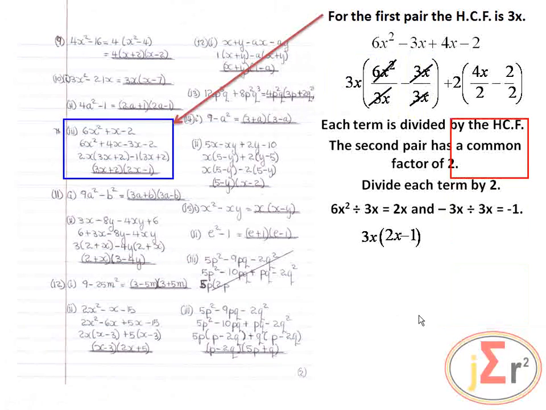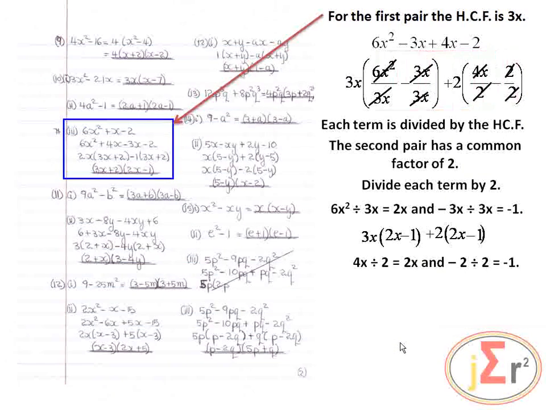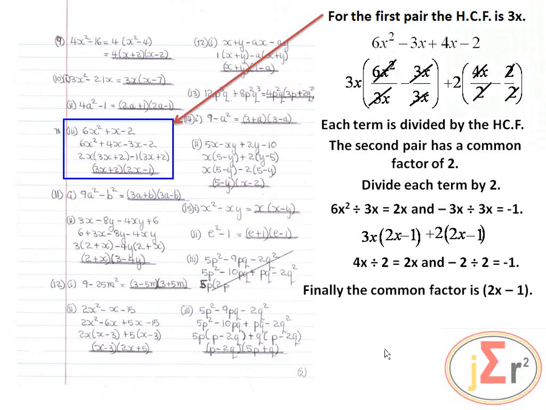Again, we have 2 into 4 is 2. Nothing to cancel the x, 2x. And do not forget that anything divided by itself is equal to 1, and do not forget that negative sign right there. Finally, the common factor is 2x minus 1.